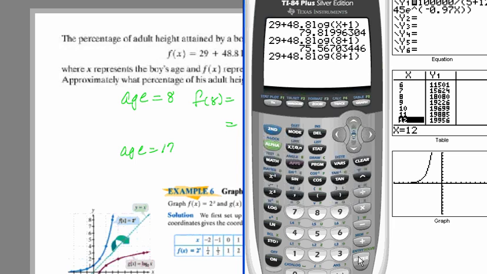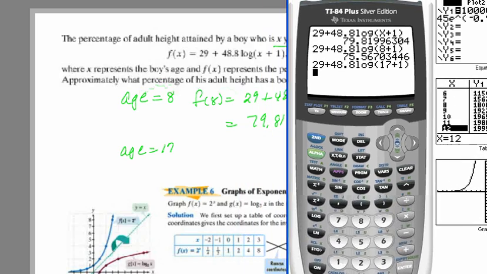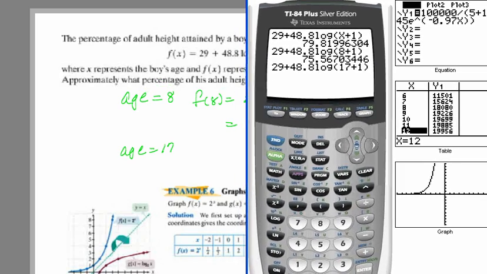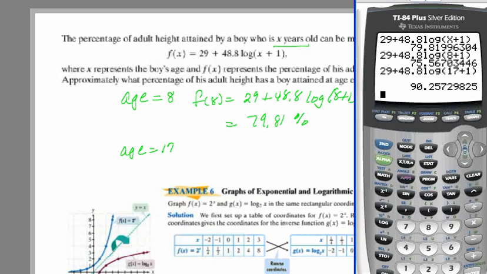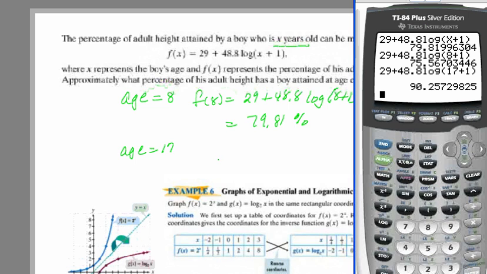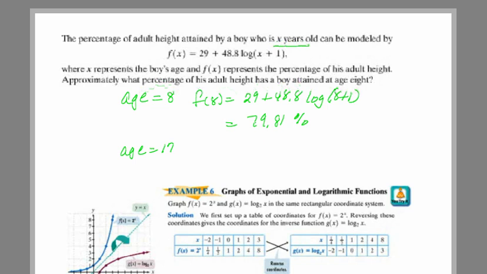Now let me do it for a value of 17. Let's say the kid is 17. 48.8 log of 17 plus 1. 90%. Okay, let's get that down. This one is 75 and this one is 90. Sorry, I plugged in an x. Forgot to put in the 8. Told you to plug in an 8, but I didn't.